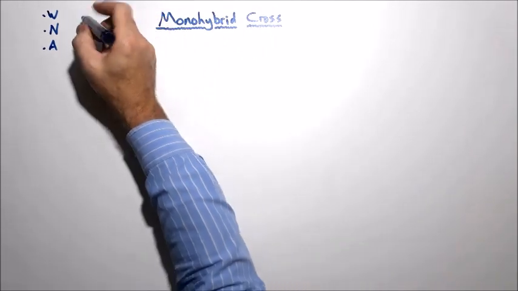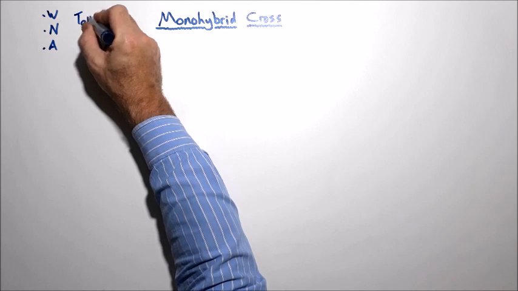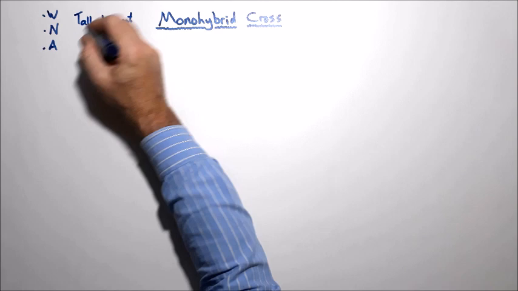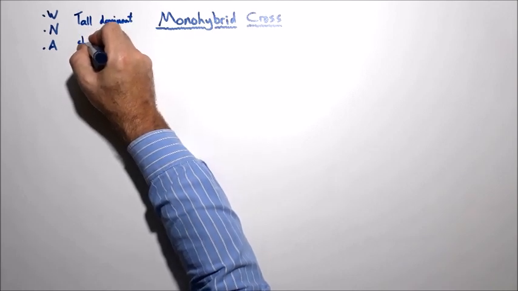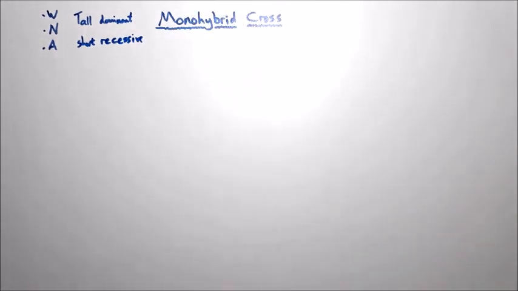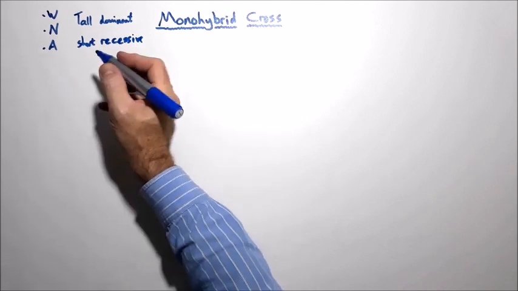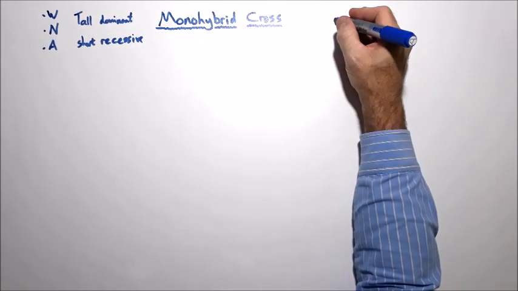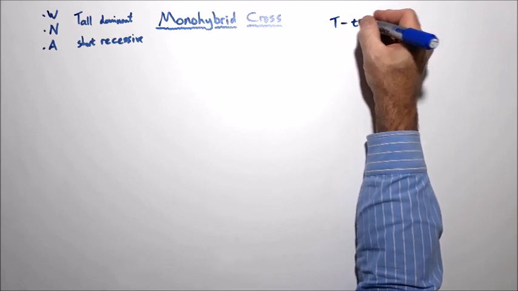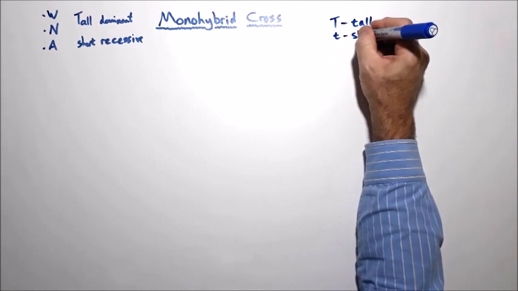Right, now in this particular case I'm going to say tall is dominant and short is recessive. Now, that being the case, we must assign letters. I'm going to come across over here. The capital T is for tall and the lowercase t is for short.